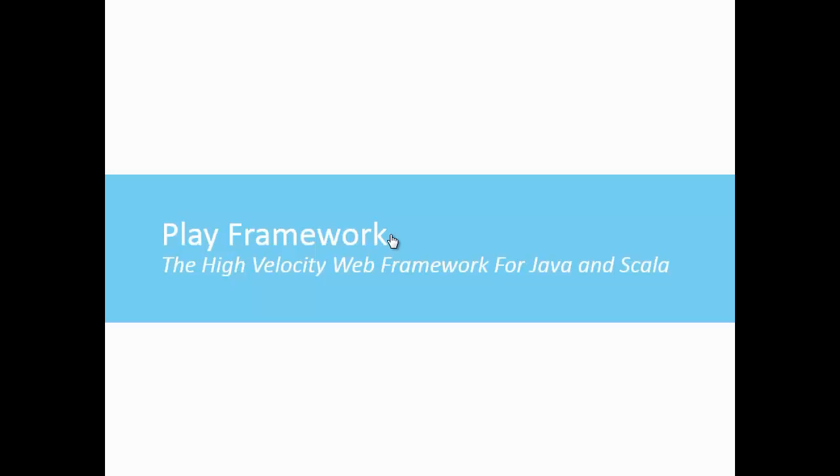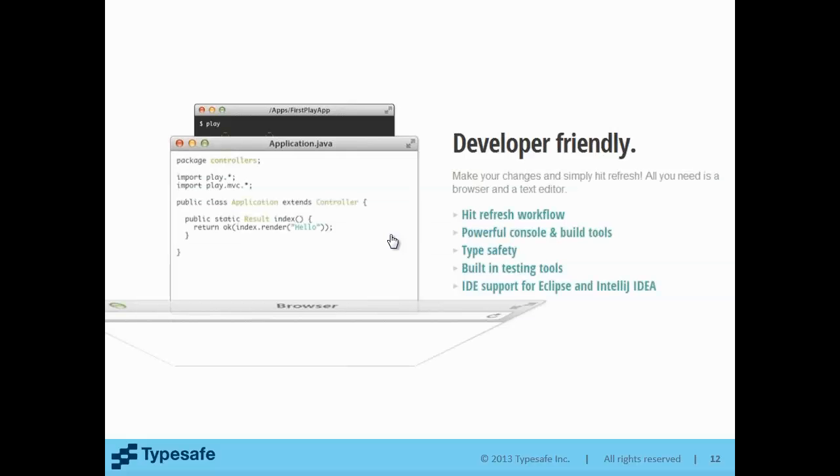Play Framework is the high-velocity web framework for Java and Scala. And one of its core features is that it's developer-friendly. It has this hit refresh workflow where when you make changes to your code, you just hit refresh in your browser and you instantly see your changes. This makes for quick iteration, so you don't have to wait for WAR files to be rebuilt and Tomcat to be restarted. You just hit refresh in your browser and you're seeing your latest code. So this makes for a really developer-friendly environment.